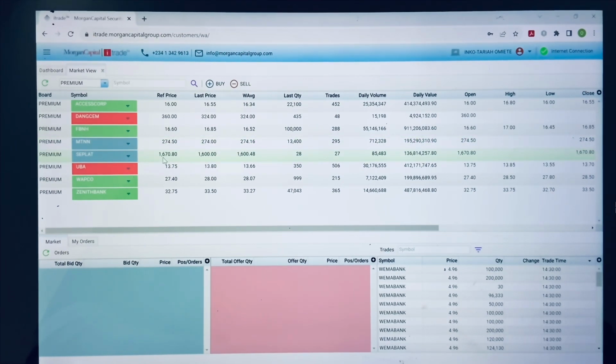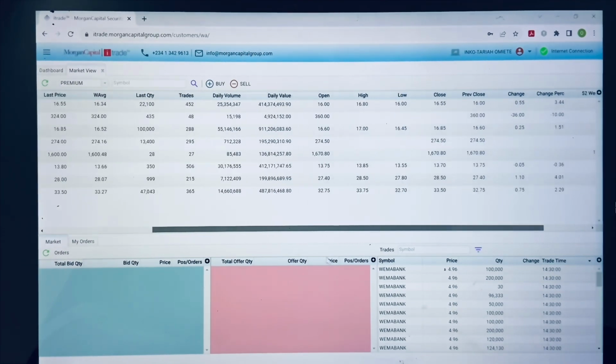So neutral means it did not change from yesterday. Just like this, Seplat is showing 1,670 naira 80 kobo per share. The last person that bought today paid 1,600 naira per share for the 28 shares that he bought. But if you take a look at the closing price, I told you this is closing price for today. The market has closed, so we can reference this now. It is showing exactly the same closing price of 1,670.8 that we had yesterday, and that's why the color code is blue.